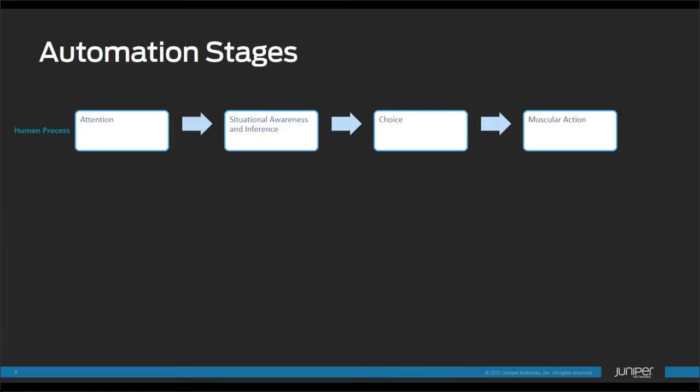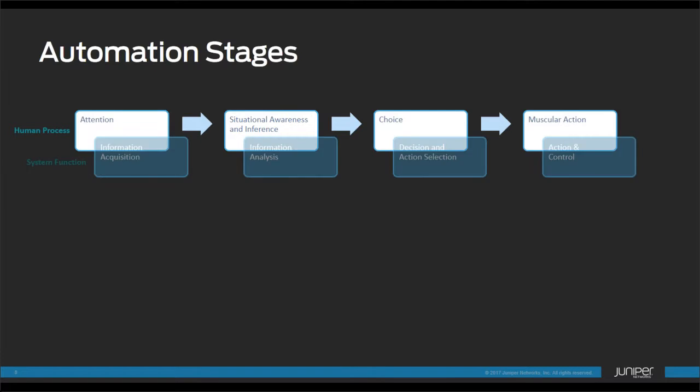We also have automation stages. If we look at how humans process everything, something gets your attention, you make some sort of inference about what's going on. Is it a fight or flight type situation? Things like that. You make a choice, and then you do some sort of muscular action. Well, we can map this into systematic functions that allow us to break down the different things that we want to do within our network. And you can see here those particular mappings.